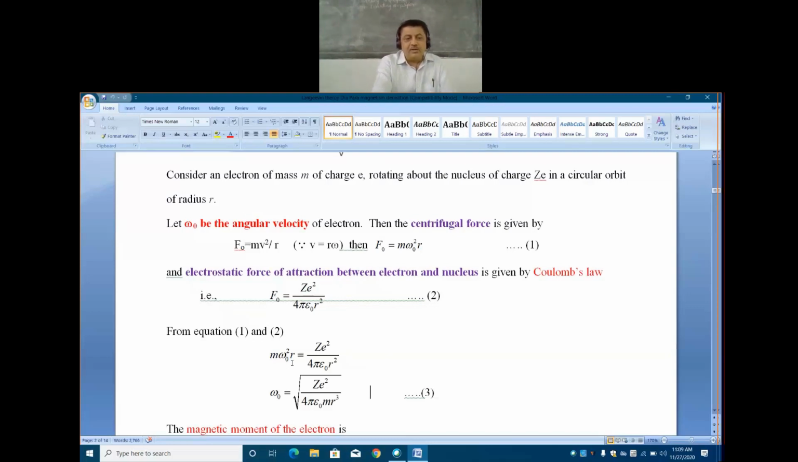If we rewrite this for omega naught, this omega naught you can rewrite as the square root of Ze square by 4 pi epsilon naught m, here r square plus this r becomes r cube. So this is a very important expression which we will be using in the further steps. Omega naught is equal to the square root of Ze square by 4 pi epsilon naught m r cube, or omega naught square is equal to Ze square by 4 pi epsilon naught m r cube. This is the third expression.